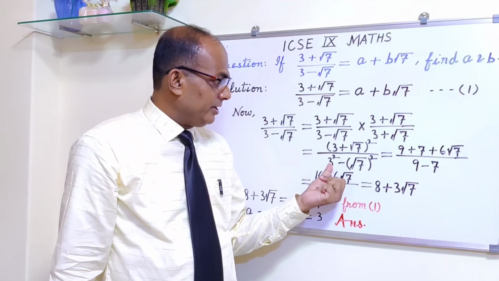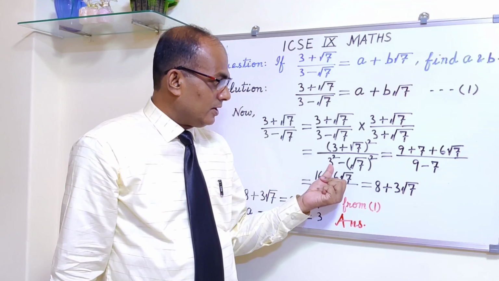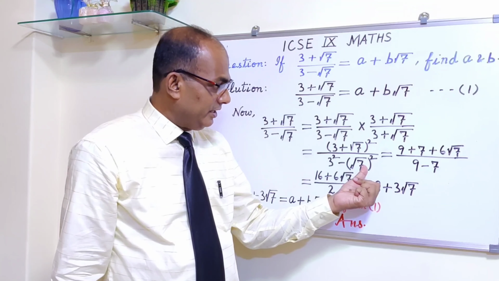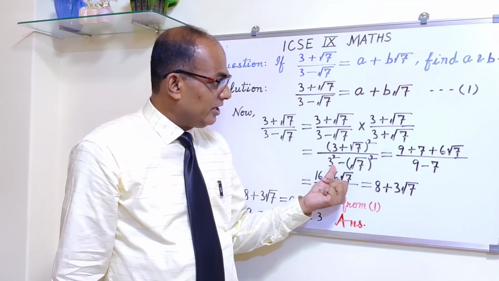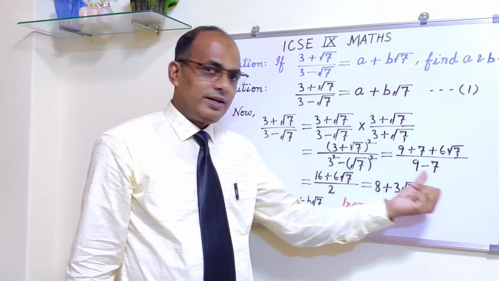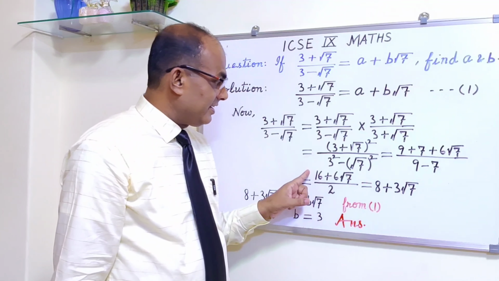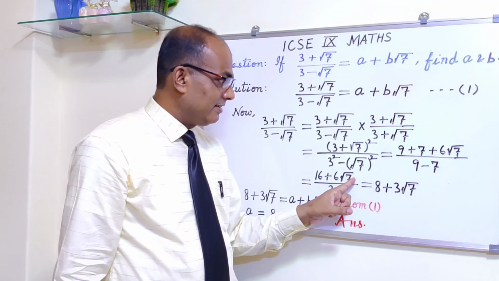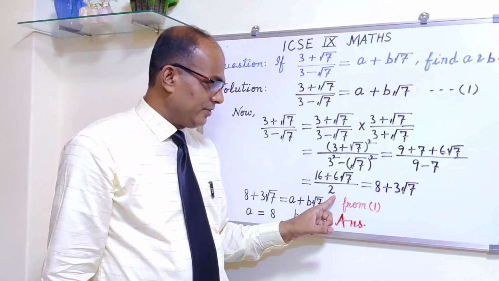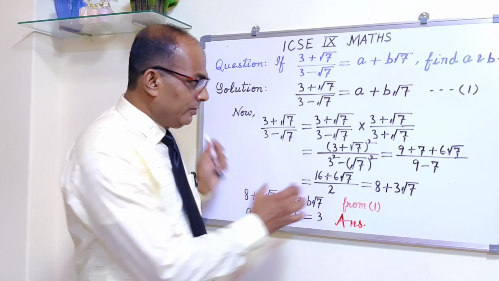And below in the denominator, I told you, A square minus B square we have written here. Now 3 square is 9 and root 7 square is 7. Fine. Now 9 plus 7 is 16 and 6 root 7 as it is, and here 9 minus 7 is 2.